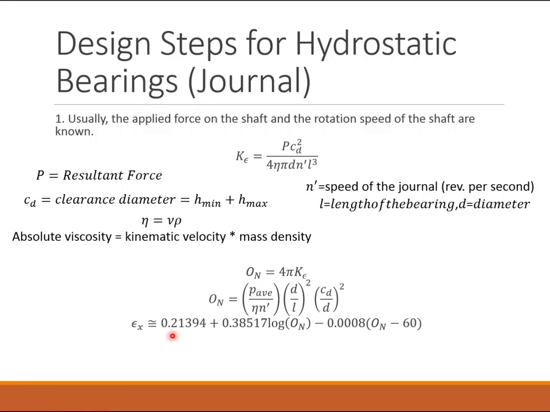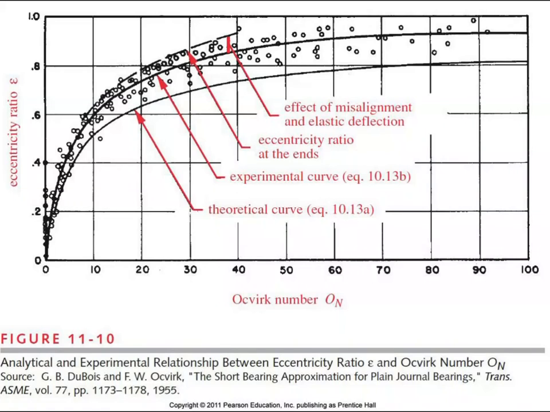Now, epsilon is the eccentricity ratio of the shaft to the bearing. And it's a function of the Ocvirk number. Matter of fact, that's really what we're trying to describe with the Ocvirk number. And this equation, if you look at it, very clearly looks like something that's been curve fit. And it has. This is the experiential number. This is curve fit based on existing data of how things have actually happened. We do have a theoretical number, but since the theoretical number doesn't quite match reality, in this course we're always going to use this approximation using the Ocvirk number to calculate our eccentricity ratio.